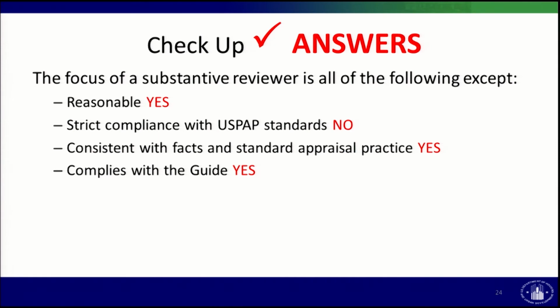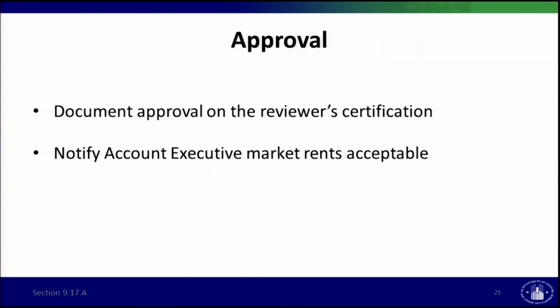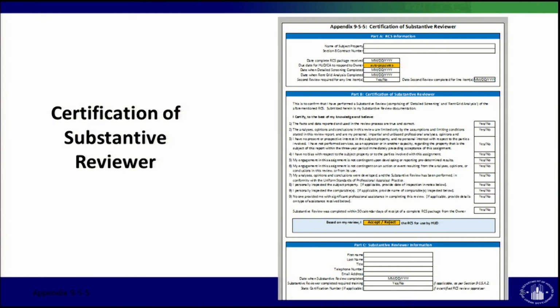Now, once the review is complete, then it's time to communicate the results to the owner. If your decision is to approve the RCS, then you need to note that on the reviewer's certification and notify the account executive that market rents are acceptable. Here's what the form looks like that needs to be completed. It's one page and fairly straightforward.